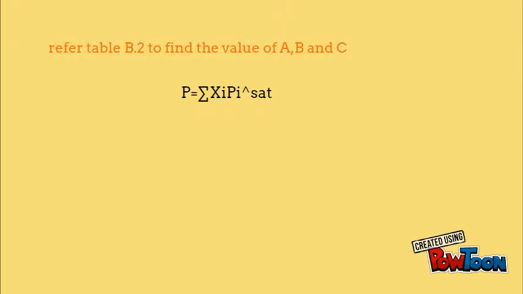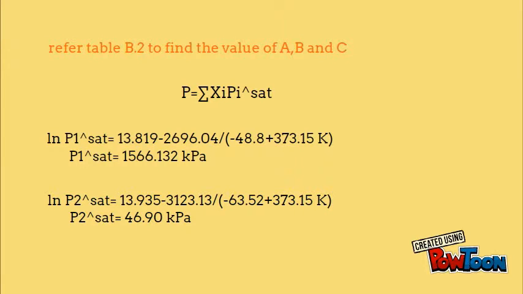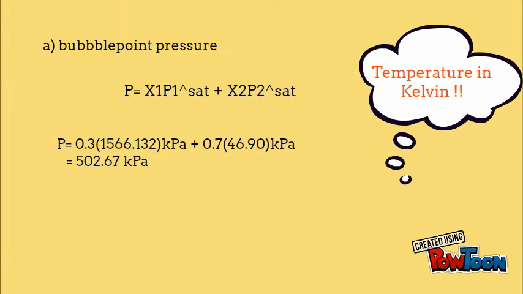Now, after substituting the values of A, B and C, we will get P1 sat equals 1566.132 kilopascal and P2 sat as 46.90 kilopascal. One of the precautions that we need to be aware of is that the temperature must be converted into Kelvin.